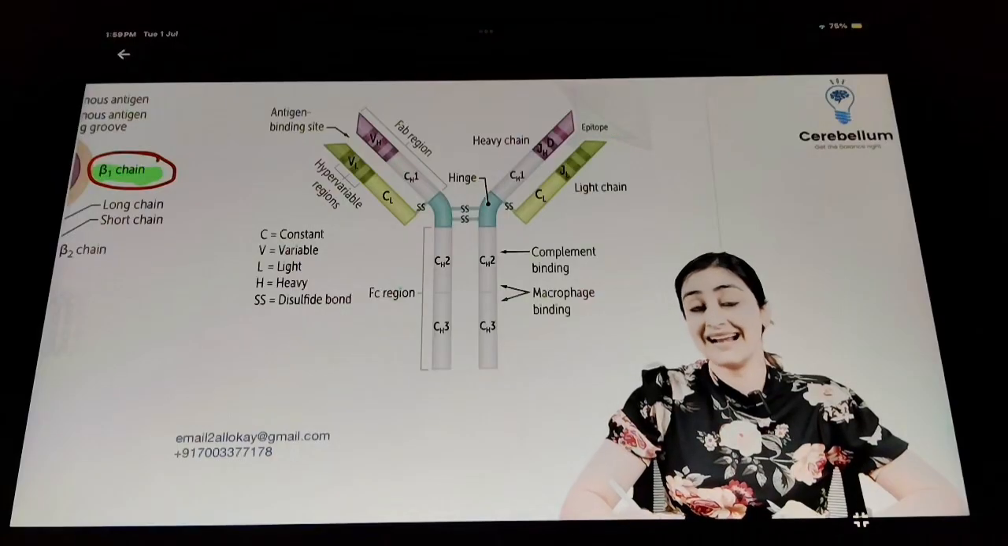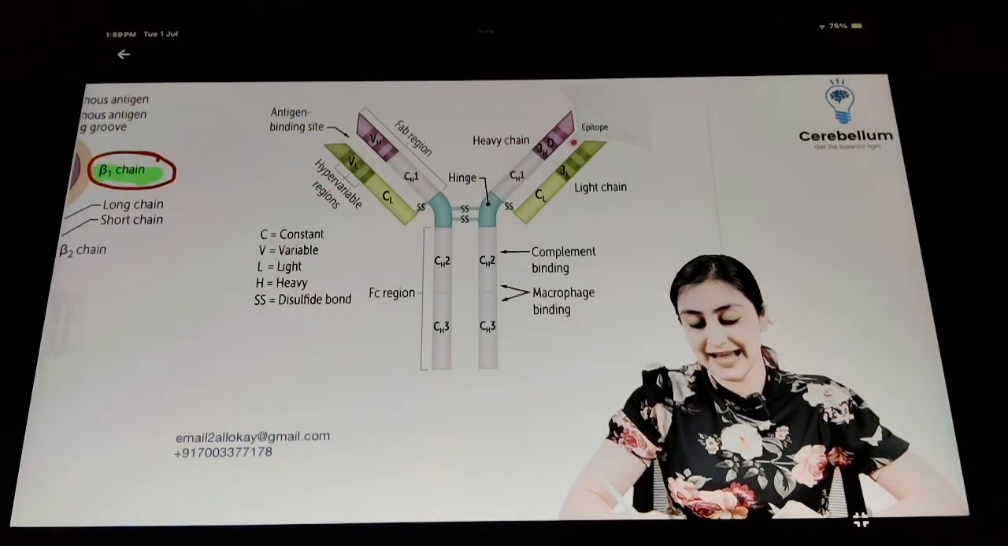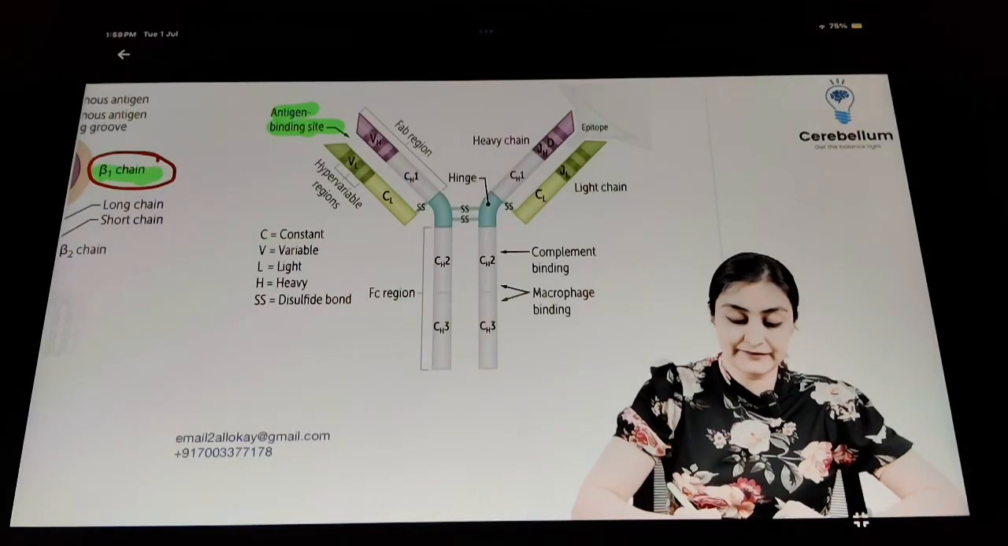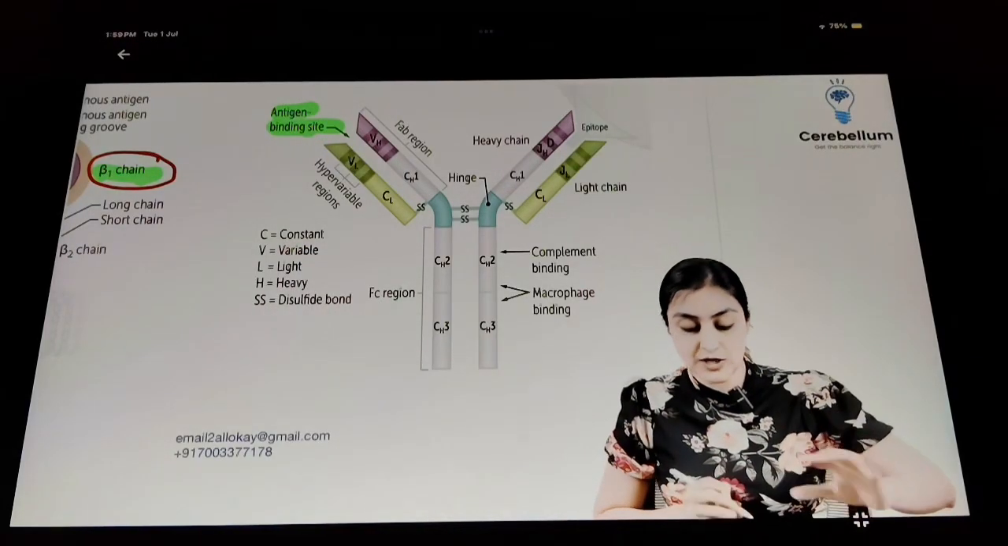Epitope is the specific antigen binding site. So here what you are seeing is the antigen binding site. You can see this antigen binding site is formed by both light and heavy chain. So both light and heavy chain participate in that. So that's the first thing.